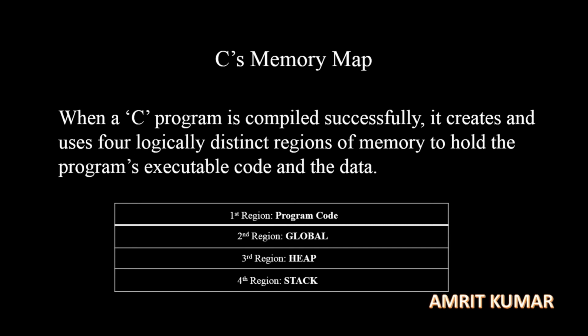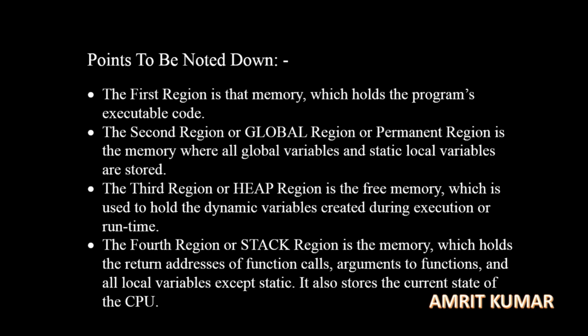So first region is program code, second region is global, third region is the heap, and fourth region is stack. Let's look at the program code, global, heap and stack. What is the meaning of stack, heap, global and program code, what kind of executable code is stored, and what kind of data is stored? Let's look at it. This is a very important point to note down, that what kind of code it is going to store, you will get from here.